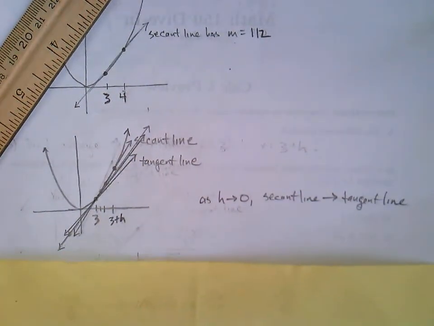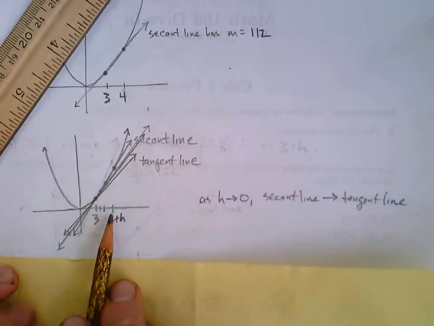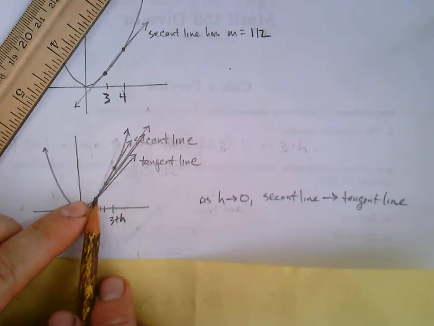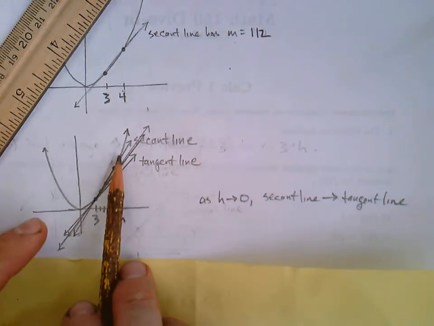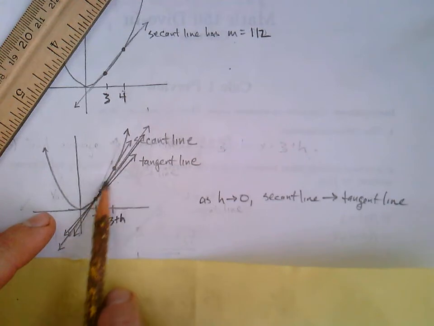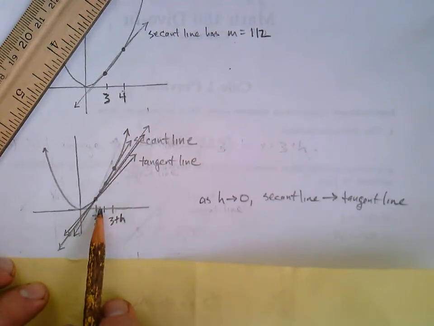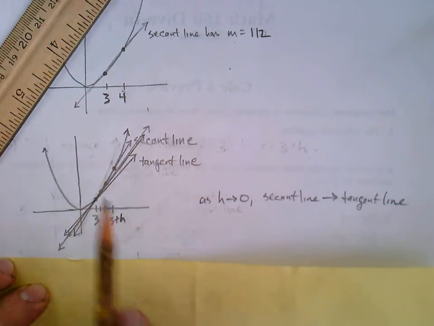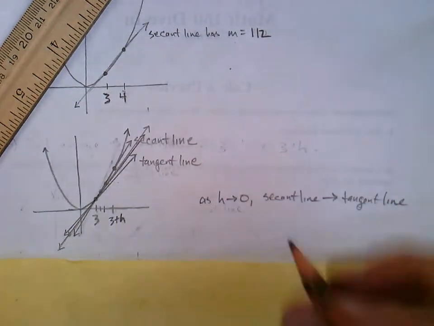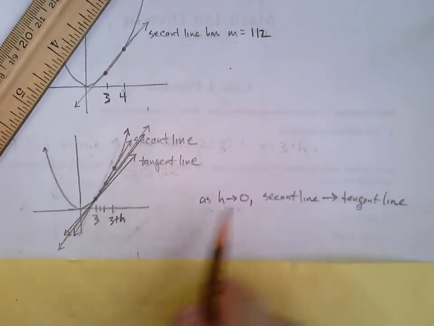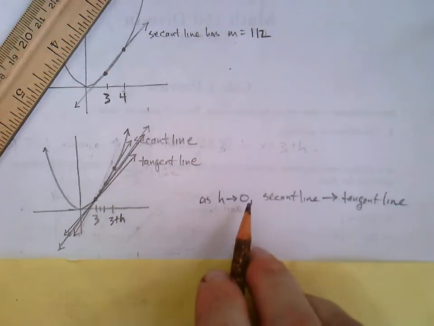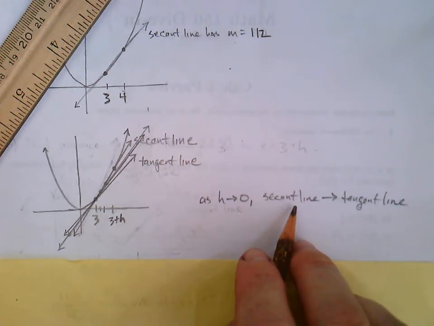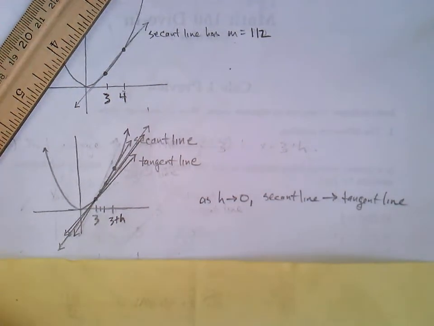And hopefully you follow my logic there as we start to draw this second point back towards the first one and keep drawing secant lines. Those secant lines look more and more like the tangent line. And eventually, when we get infinitely close to 3, we will have the tangent line exactly. So the idea is as h approaches 0, as this value that we're adding gets smaller and smaller, the secant line approaches the tangent line.